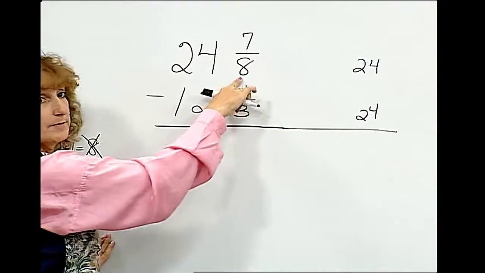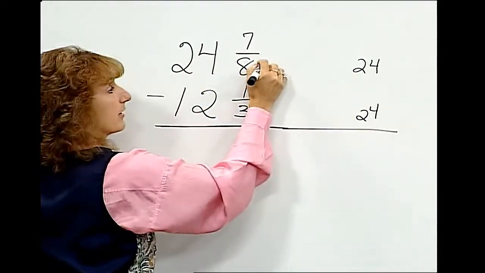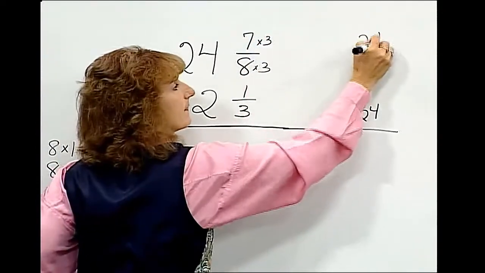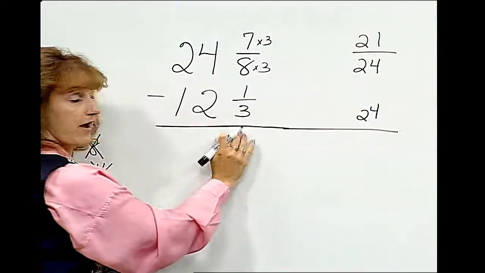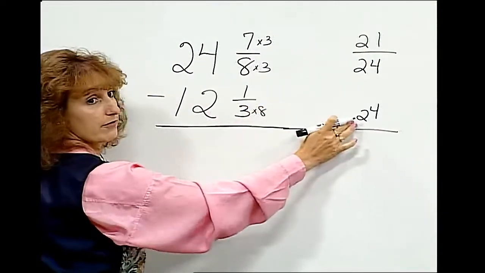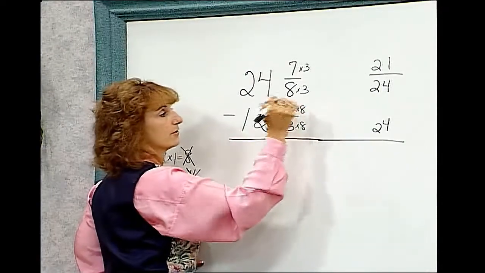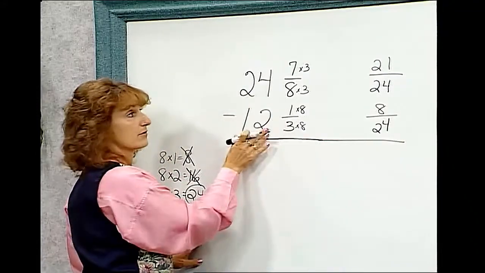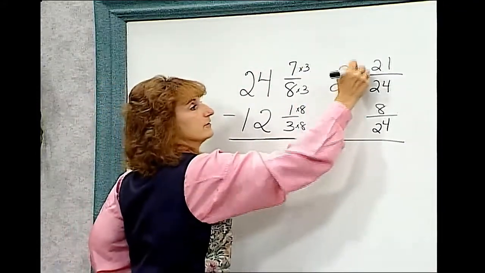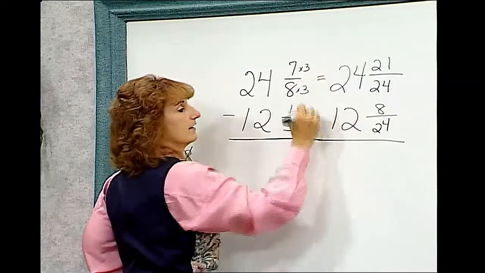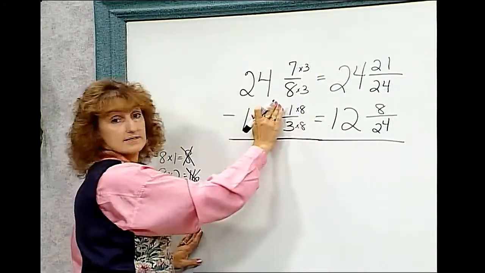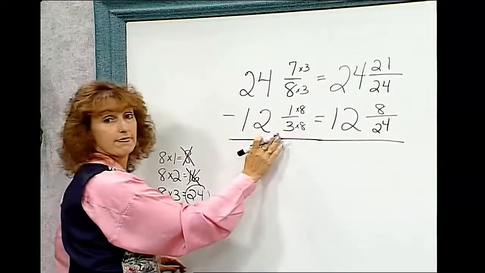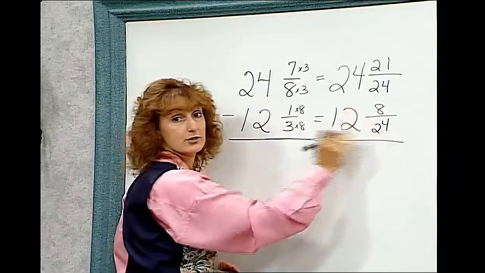What do we multiply 8 by to get 24? 3. And whatever we do to the denominator, we must do to the numerator. In this fraction, 3 times 8 is 24. Whatever we do to the denominator, we must do to the numerator. We get 8/24. The whole numbers get to come over all by themselves. So 24 7/8 is the same or equivalent to 24 and 21/24. 12 1/3 is equivalent to 12 and 8/24.